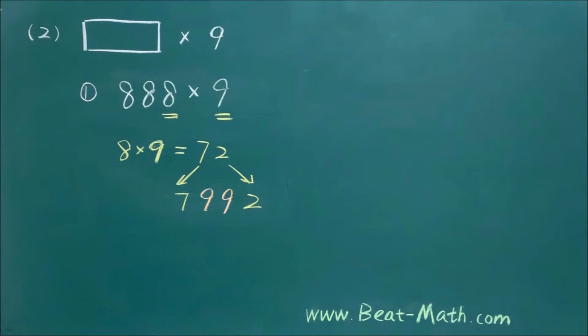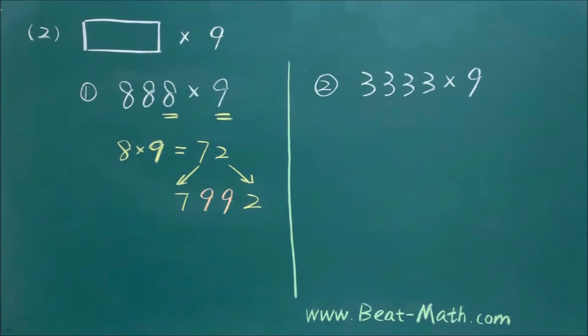Let's look at another problem. 3,333 times 9. Multiply 9 by 3 and get 27. We put 2 and 7 in the first and last position. We still have 3 threes, but we don't put them in the answer. Instead, we put 3 nines in the middle of the answer, which is 29,997. Now we're all done.